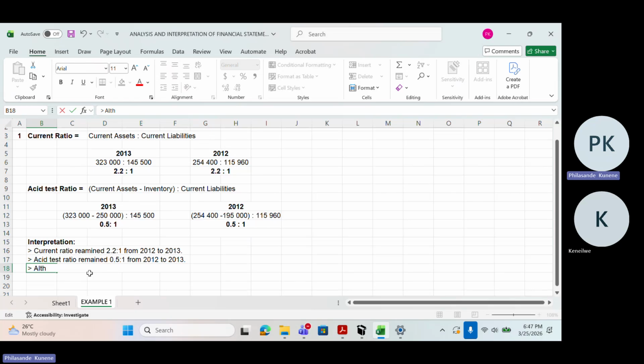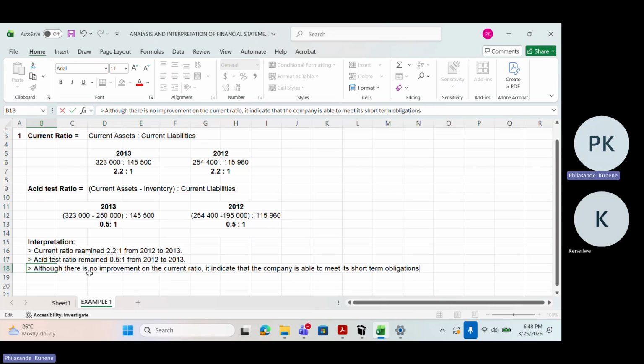We'll say although there is no improvement on the current ratio, it indicates that the company is able to meet its short-term obligations, okay? Of which we are happy. We are happy with this, right? We are happy with the current ratio.